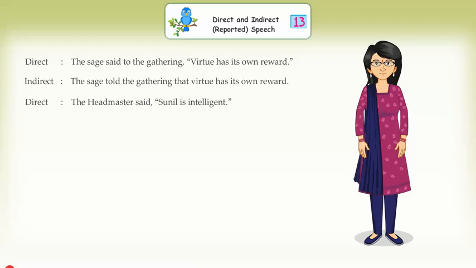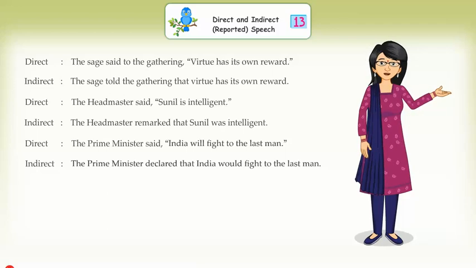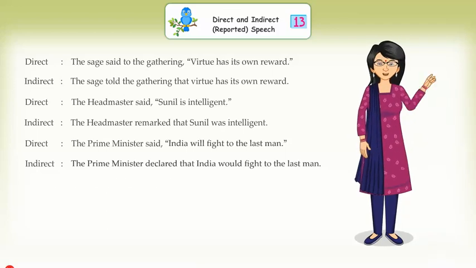Direct: The headmaster said, "Sunil is intelligent." Indirect: The headmaster remarked that Sunil was intelligent. Direct: The prime minister said, "India will fight to the last man." Indirect: The prime minister declared that India would fight to the last man.